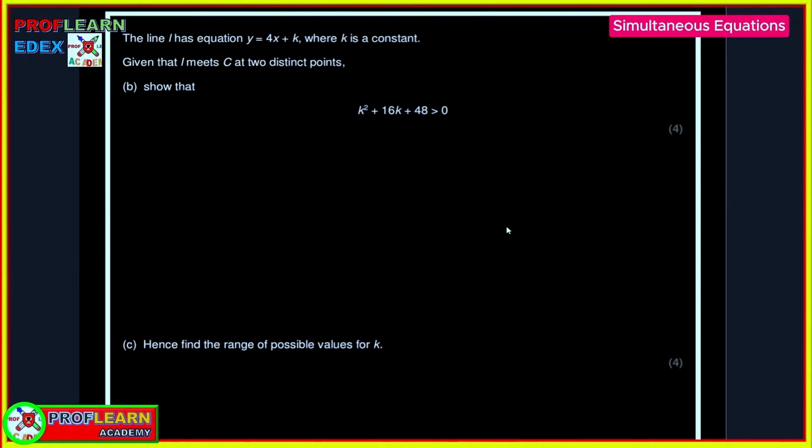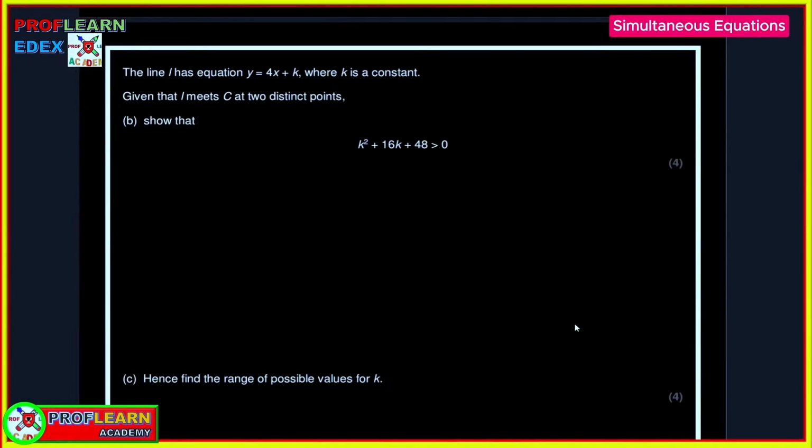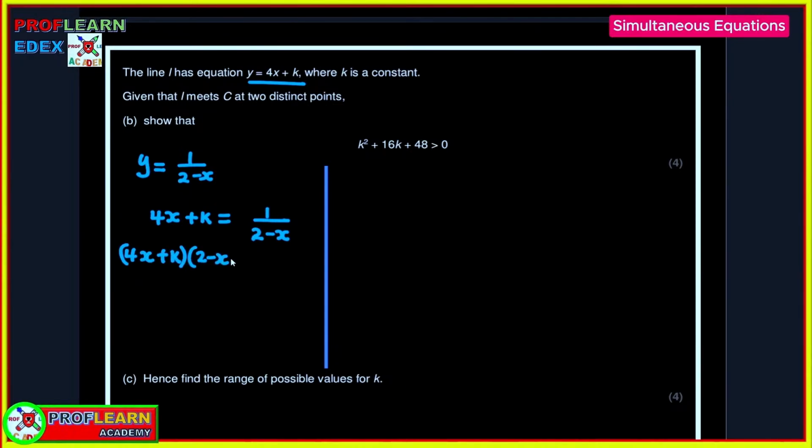So in that case, we are supposed to solve the equation of the straight line and the curve. Remember, the curve was y equals 1 over 2 minus x, and the equation of the straight line is that. So we can equate the two, form a quadratic equation, and from this quadratic equation, we are going to find the discriminant, right?